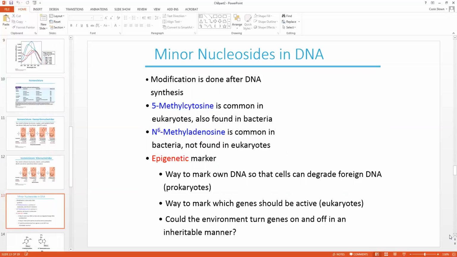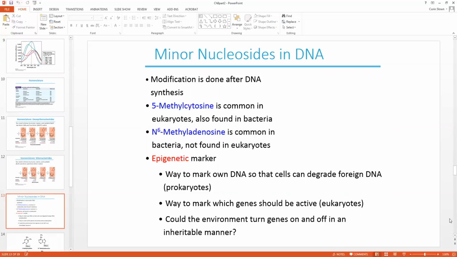If we want to think for a moment about minor nucleosides in DNA, it's important that we think about the fact that modification is actually done after DNA synthesis. So the 5-methylcytosine is common in eukaryotes. It's also found in bacteria. The N6-methyladenosine is common in bacteria, but is not found in eukaryotes. And we really want to think of these in terms of epigenetic markers.